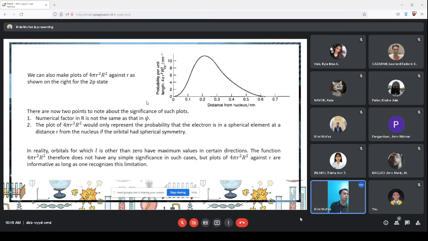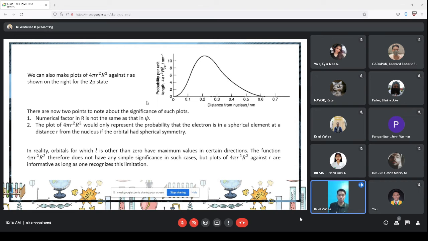In reality, orbitals for which L is other than 0 have maximum values in certain directions. Again, if z-axis, then along z. If px, then along x. If a py orbital, then along the y-axis. The function 4 pi r square, therefore, does not have any simple significance in such cases if we want to draw it in 3D space. But plots of 4 pi r square against r are informative as long as one recognizes this limitation. If you know that all it gives you is the maximum, and then gives you a sphere, it helps if you know the limitation.